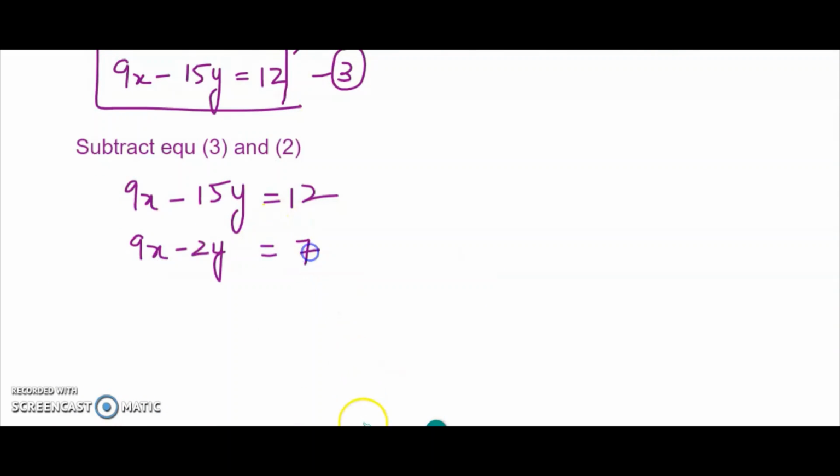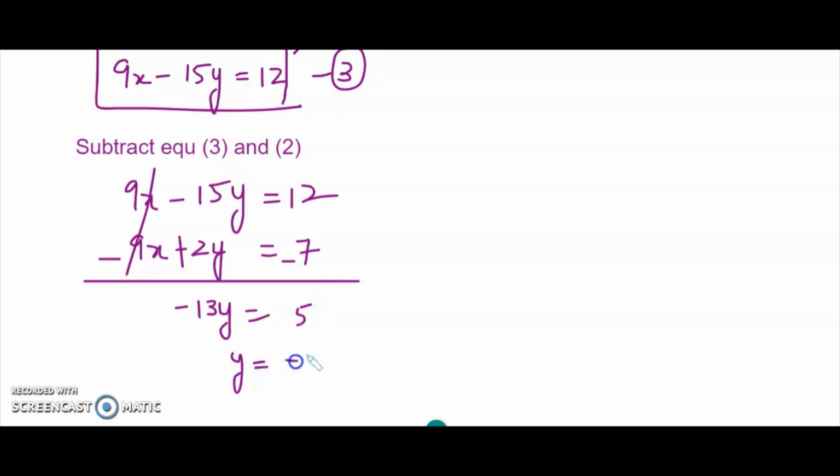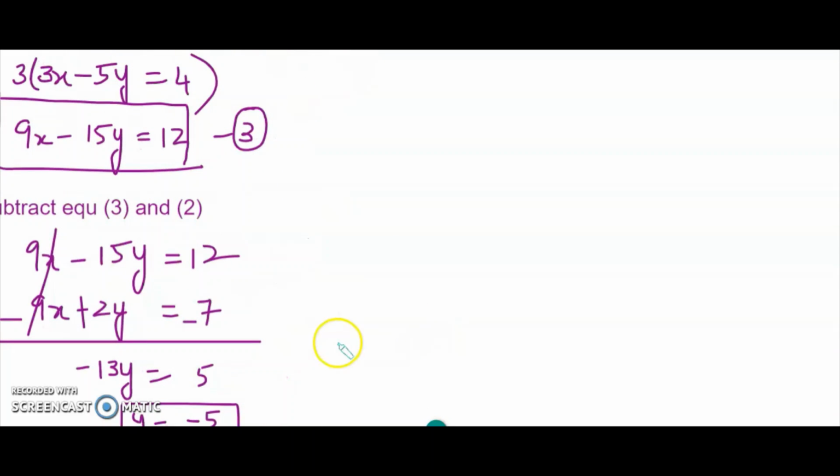So I'm subtracting. So what has to be done? In this bottom equation, the sign has to change. So plus 9x will become minus, minus 2y will become plus, and plus 7 will become minus. So I'm changing the sign. Minus 15 plus 2, not 15 minus 2, minus 15 plus 2. So minus 13y equals 12 minus 7, so 5. So y is actually minus 5 by 13. Okay, now the next step of substituting.